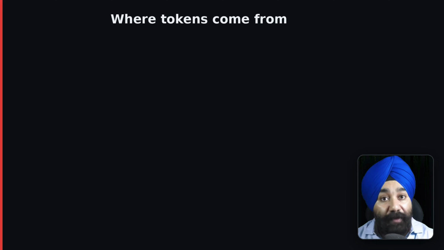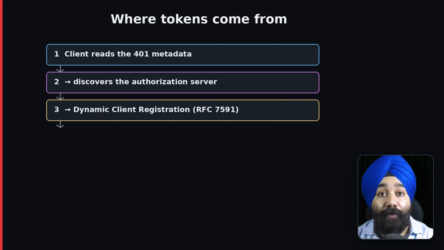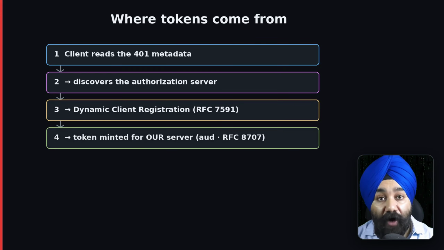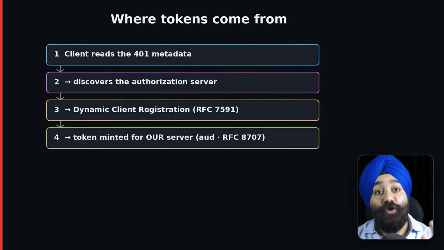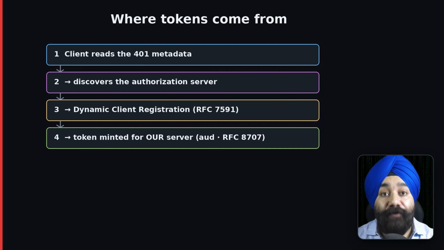One question remains. Where do these tokens come from? Remember that header from our 401? The client reads it, discovers the authorization server, and registers itself automatically. That's called dynamic client registration. Then it runs the login flow and receives a token minted for our server specifically. Tools like Claude Desktop do this whole dance for you. You just point them at your server and they handle the rest. Your job was only ever to validate.